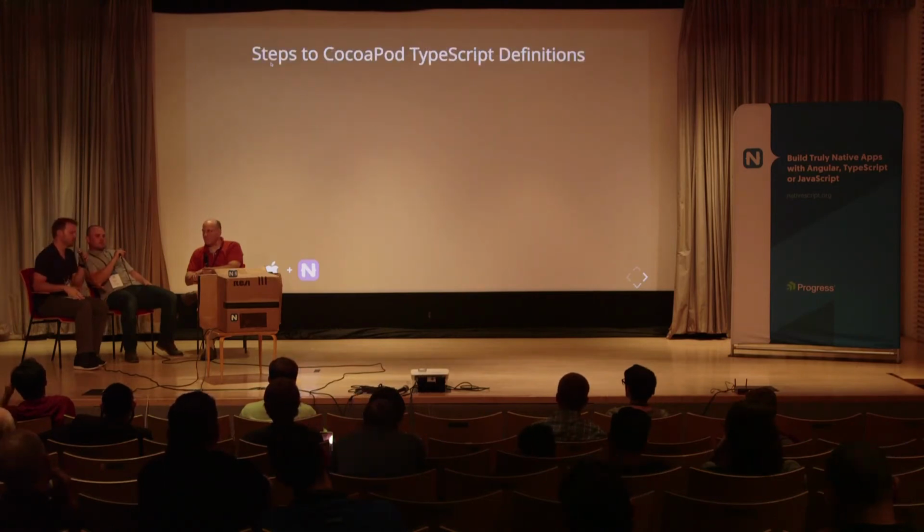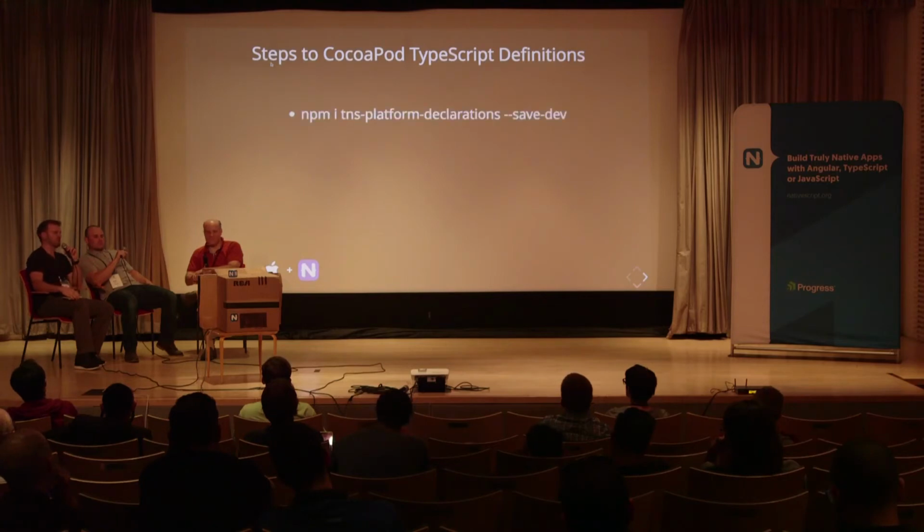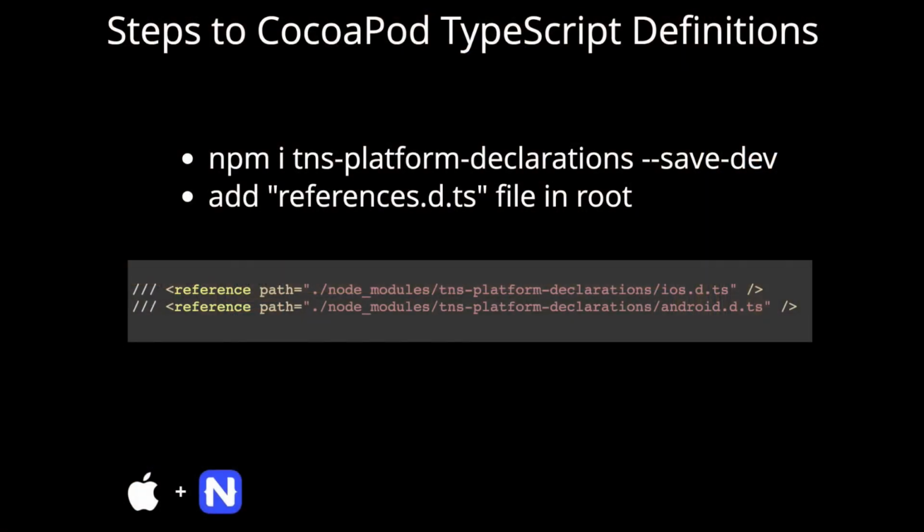So if we look at the steps for these CocoaPod TypeScript definitions, because we don't want to work willy-nilly and just think that we're typing against the right thing or the right method call, not to mention that methods have an interesting way of compounding each other when you look at an Objective-C method and how it translates to NativeScript. So first off, we want to install the TNS platform declarations. These are awesome. This is going to give you rich IntelliSense off iOS and Android, all the native APIs.